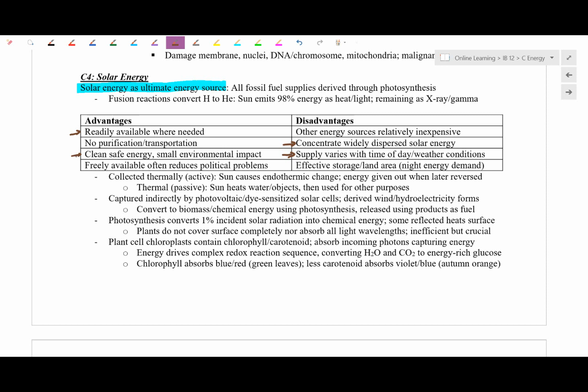So here are some ways the solar energy can be collected. We can directly design things like solar panels to actively convert the sun's rays, using the sun to cause endothermic changes. So you can have, again, as mentioned, photovoltaics, where you directly convert the sun's energy into molecules that you want. Or a more passive one: you just leave out a body of water and you let the sun naturally heat it up.